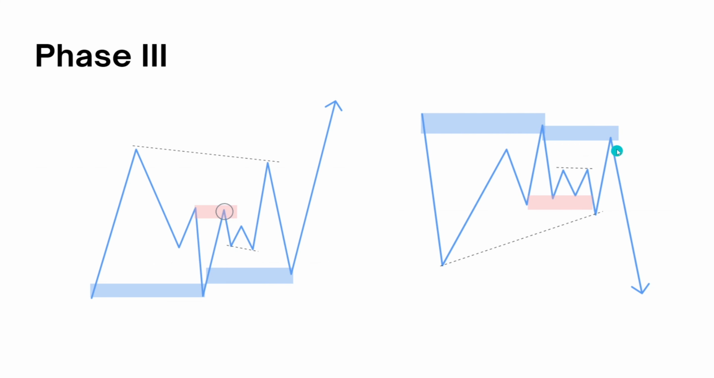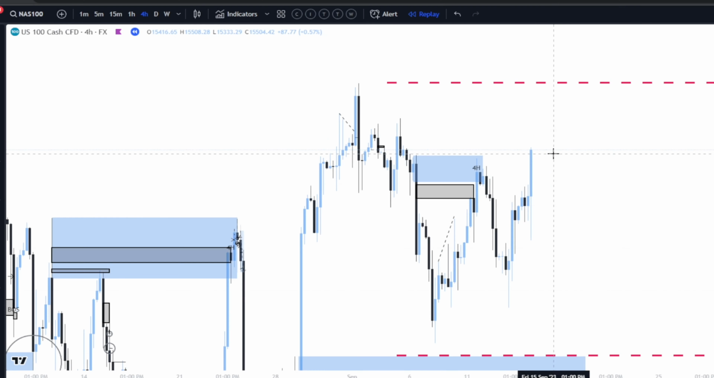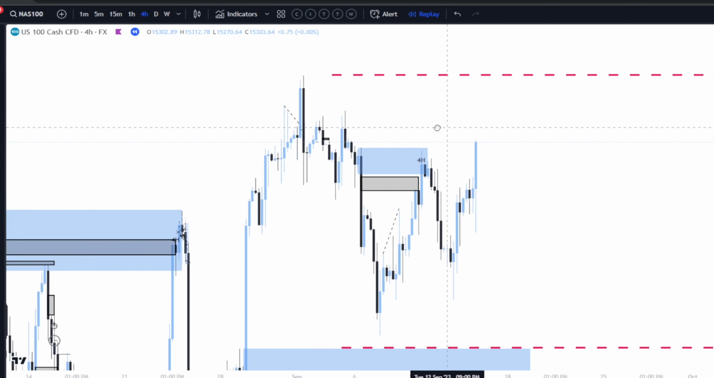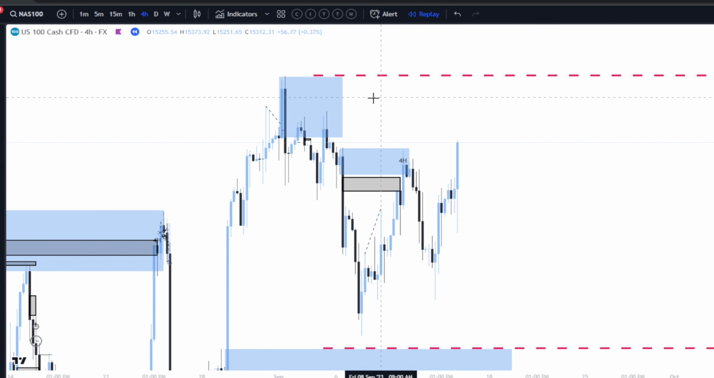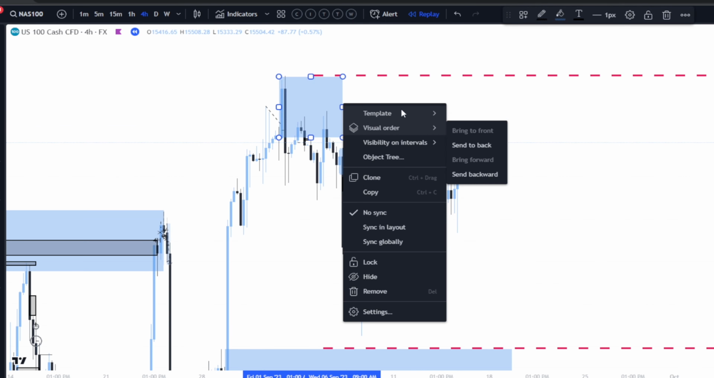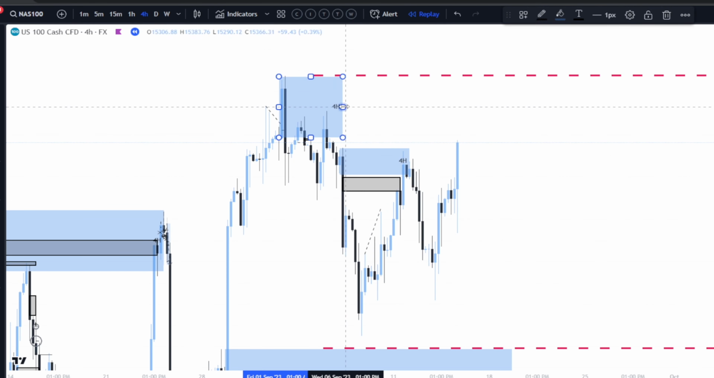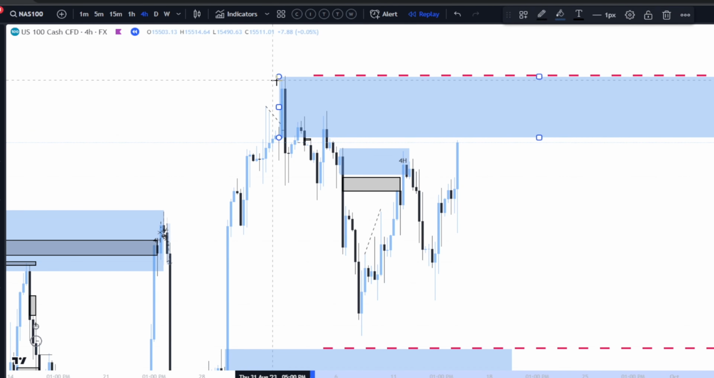So let's go ahead and hop on the live charts and run through this. Right now I want to start on the higher time frame. I feel like it's very beneficial for you guys if I start from the very higher time frame and give you a rundown from higher time frame to lower time frame.